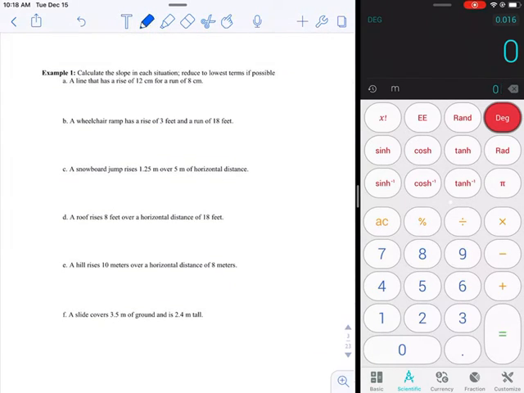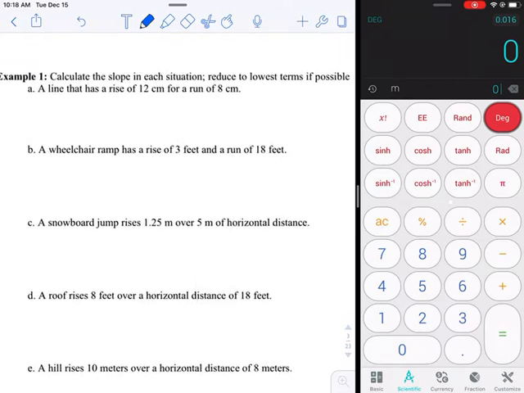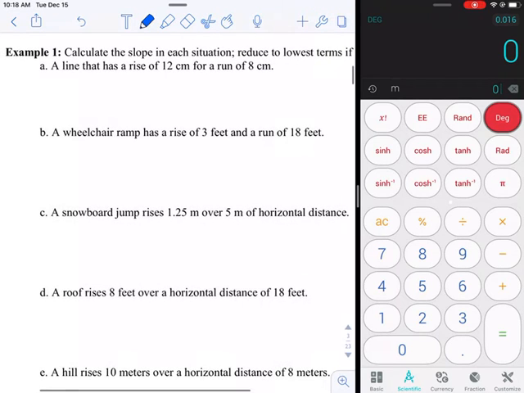So let's do some examples here. The first one, calculate the slope in each situation. It has a rise of 12 for a run of 8. So the slope is rise over run. So in this case it is 12 over 8. And you can reduce that to 3 over 2. Or if you want to write it as a decimal, 3 divided by 2 is 1.5.